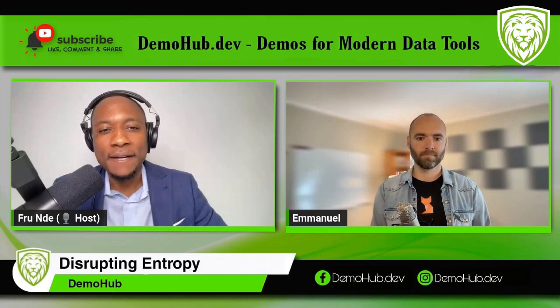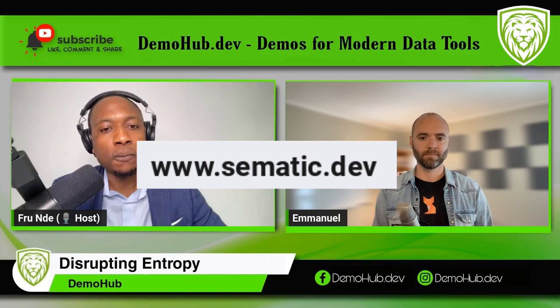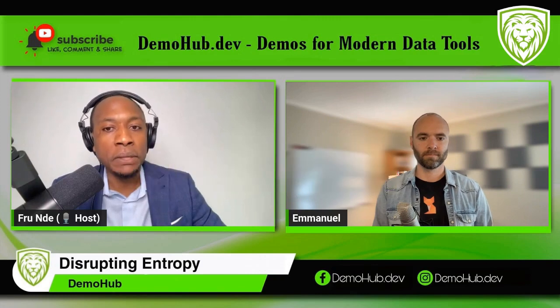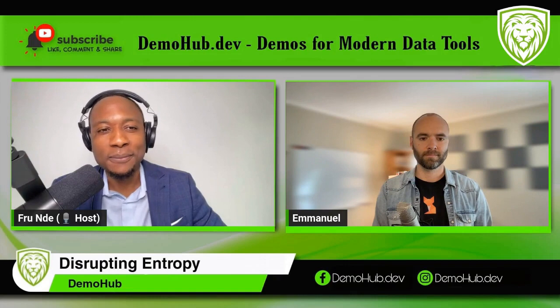Today, we have a fascinating demo with a tool called Sematic. Sematic is an open source machine learning platform built to automate recurrent end to end machine learning processes, regression testing, and continuous performance. Emmanuel, welcome to the show.